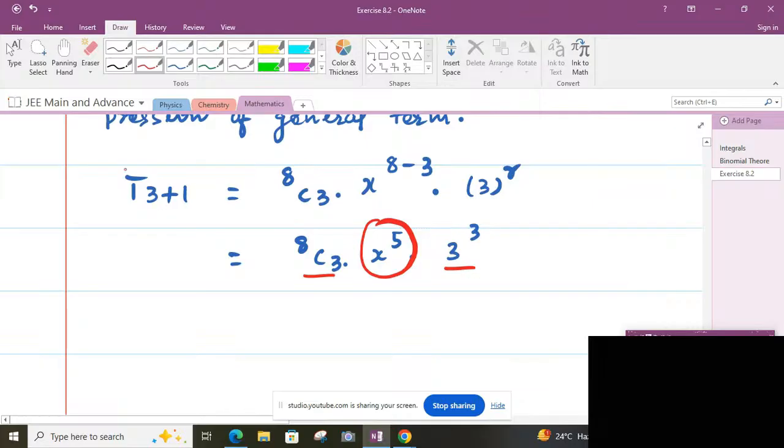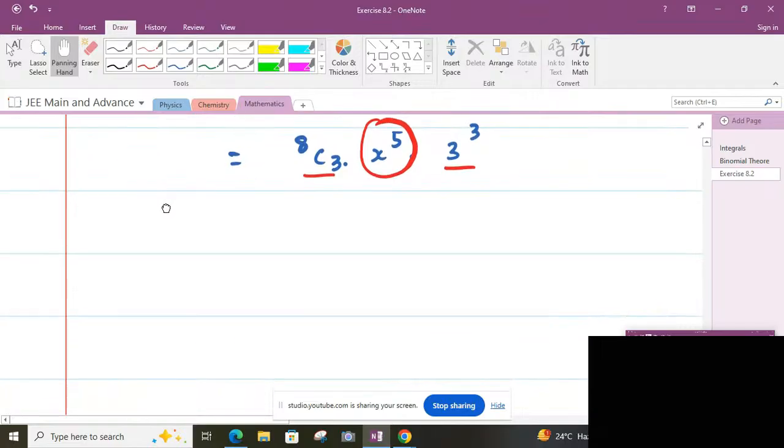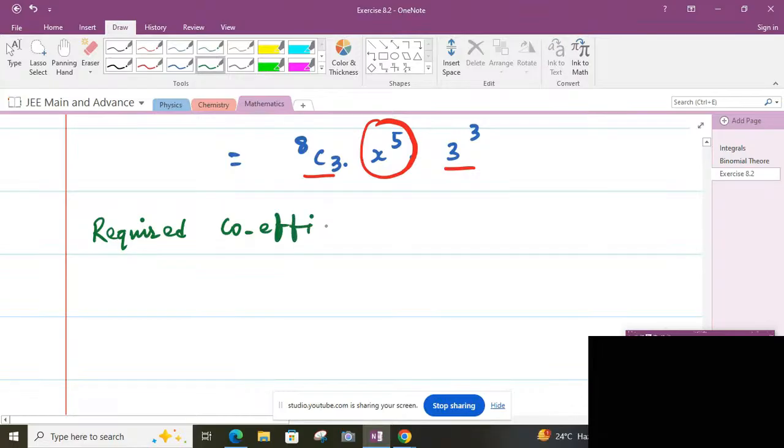So let's see that the required coefficient will be equal to 3 to the power 3 into 8C3, equal to 27 into factorial 8 by factorial 3 into factorial 5.